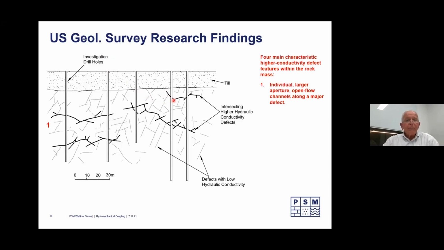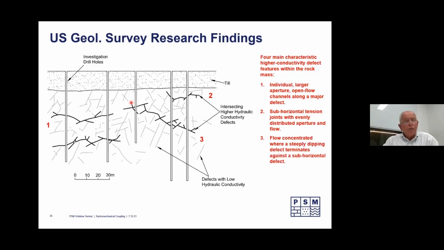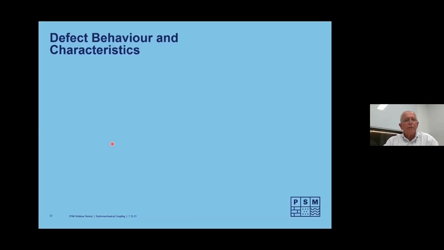So often there's individual larger aperture open flow channels along a major defect like 1. Sometimes there's subhorizontal tension joints with evenly distributed aperture and flow. The flow is often also concentrated where we have a steeply dipping structure truncating on a flat structure or a subhorizontal structure. And then lastly, where we have intersections. These are all the typical higher flow locations.